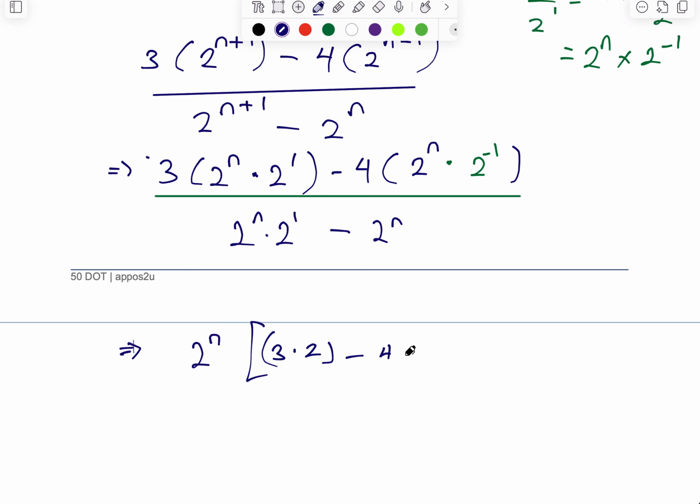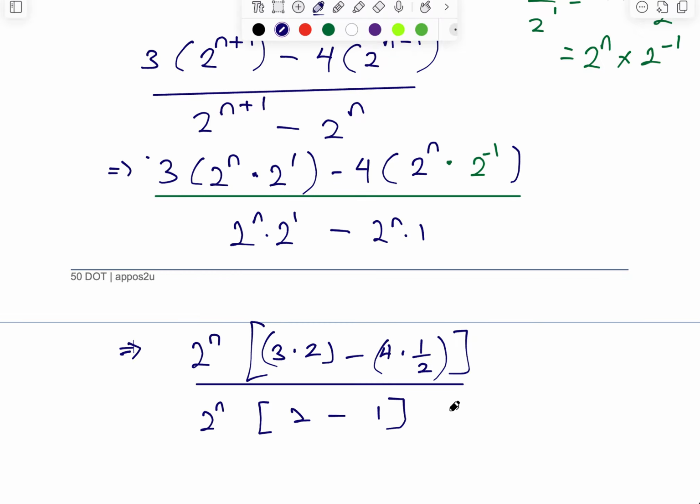And what will be left here is 2 raised to power negative 1, which is the same thing as 1 over 2. So we're done with the numerator. For the denominator, when 2 raised to power n comes out, what is left there is 2 raised to power 1, which is 2, minus, when 2 raised to power n comes out here, it's like this is being multiplied with 1. So you have 2 minus 1 down here.